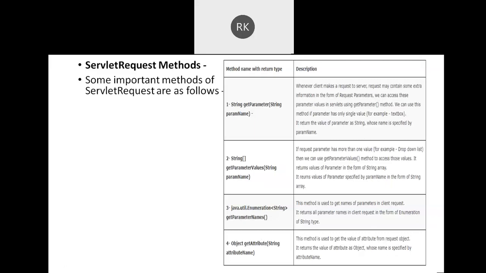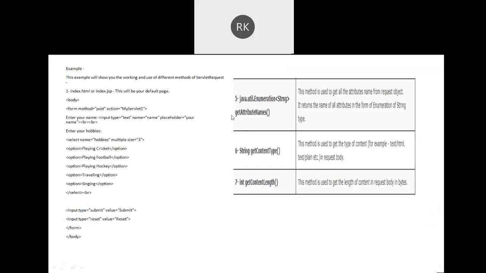Next, we have getAttribute. This method is used to get the value of an attribute from the request object. The parameter and the attribute are different things. The parameters are something that reach from client to server: in the password field you have entered the password, in the user ID field you have entered the user ID, in the email field you enter the email ID. These are all considered parameters. The attribute will be something like the session ID or the cookie. The cookie, the session, all these will be considered as attributes. We will see that later.